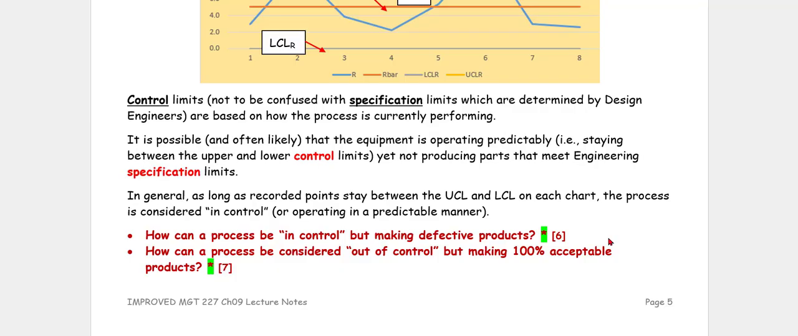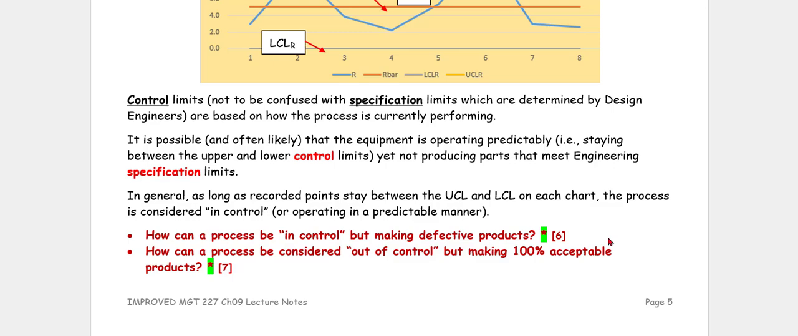When that happens, there's typically a coming together and deciding, is the specification too tight that the engineers said, or do we need to invest in some different equipment perhaps that brings our control limits in tighter by having maybe a more sophisticated piece of equipment.